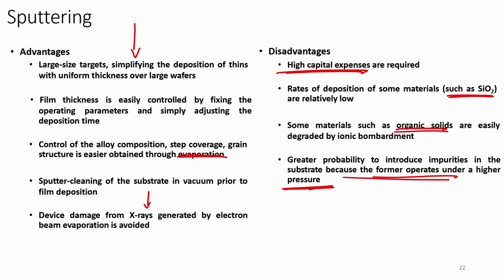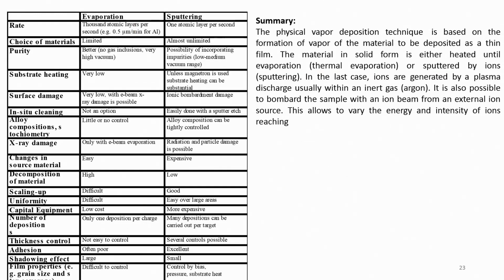However, sputtering, because of its advantages over E-beam evaporation and thermal evaporation, is widely used in IC industry and several other industries. So, if you want to compare evaporation versus sputtering, this is the table that you need to look at.